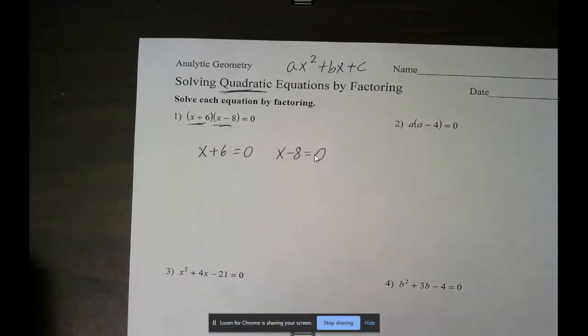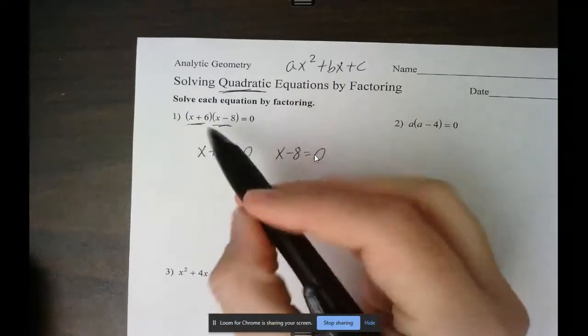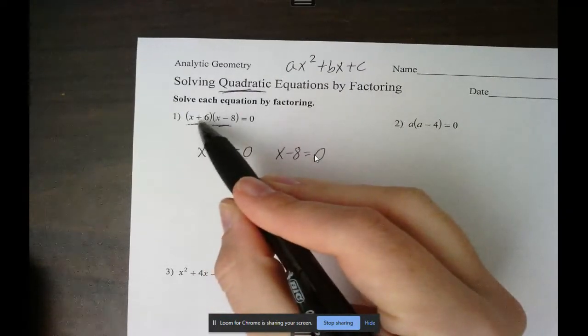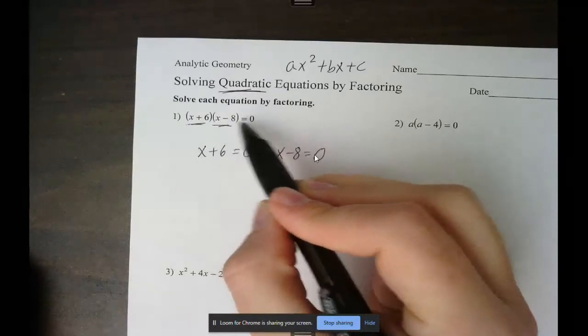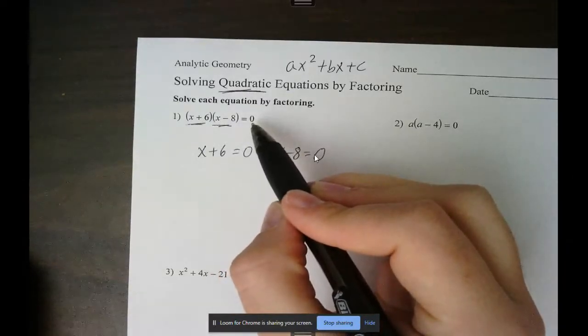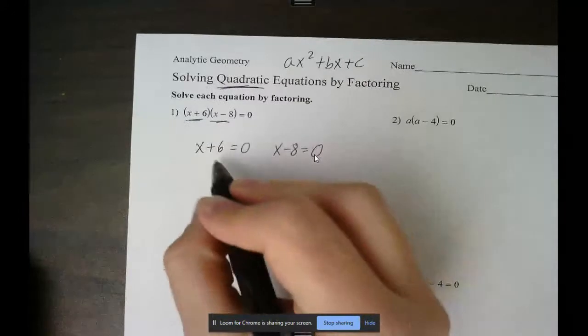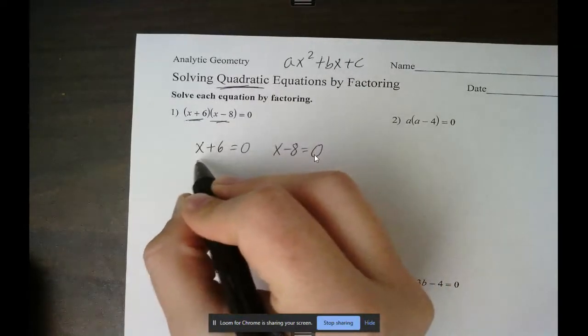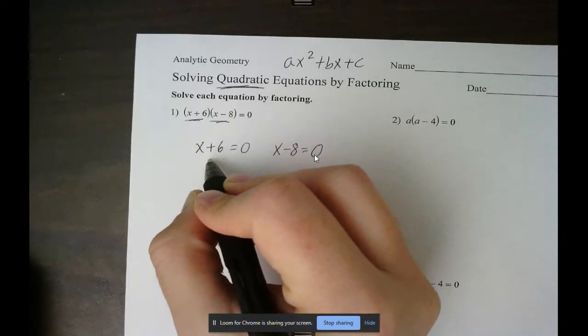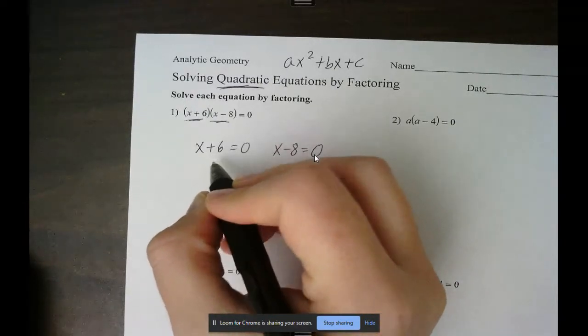Okay? So, either this first binomial is going to equal out to 0, or the second one's going to equal out to 0, so that the whole thing will go to 0. Okay, so this is a one-step equation we can solve very easily. What would I need x to be, or how would I solve that? X plus 6 equals 0. What would I do to both sides?